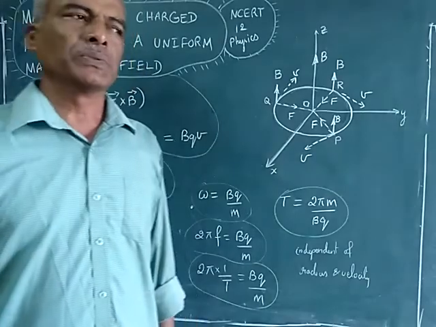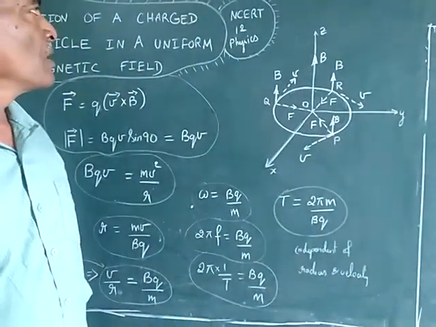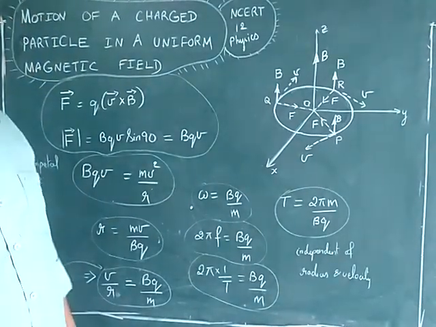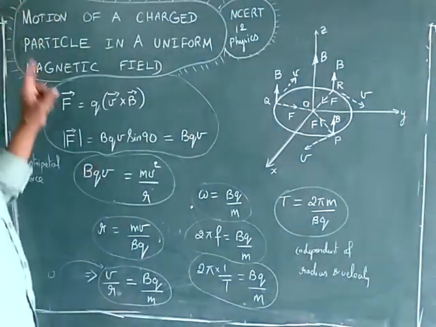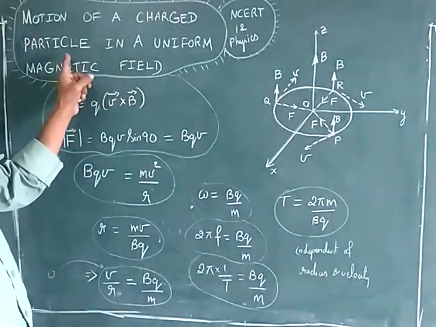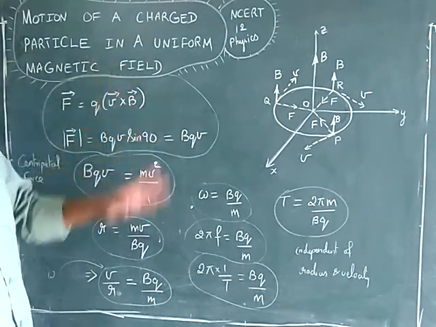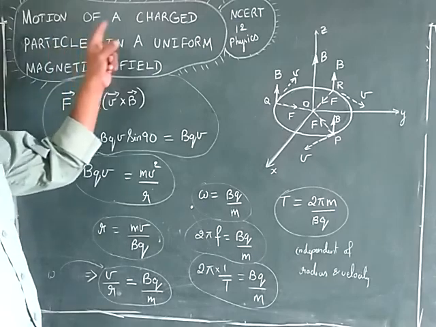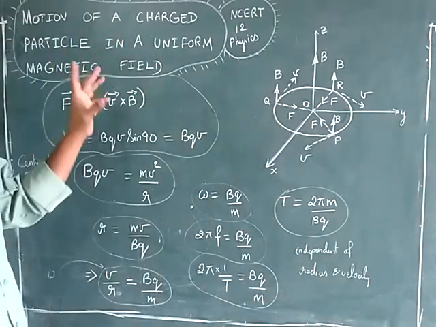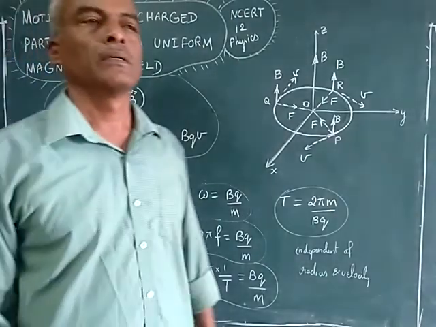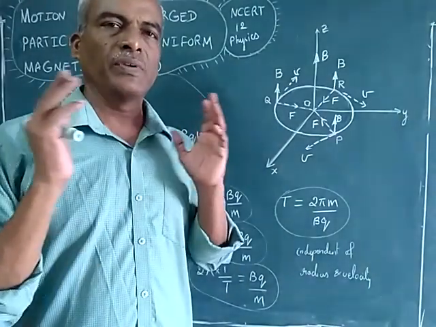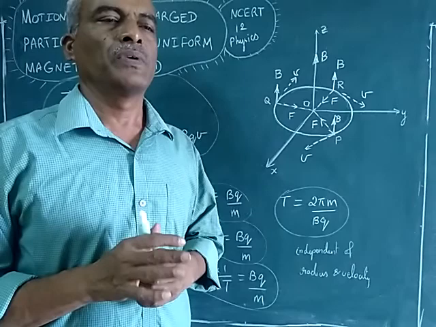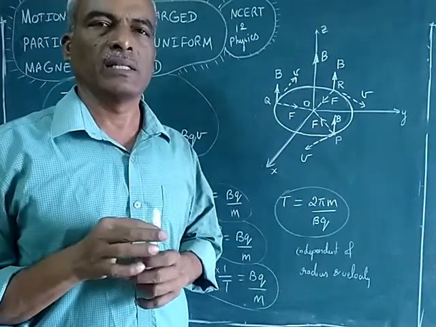Today we are going to see NCERT 12th Physics. The title of the topic is Motion of a Charged Particle in a Uniform Magnetic Field. Once again I repeat the title: motion of a charged particle in a uniform magnetic field. That means the magnetic field is uniform, it is not varying. We are going to deal with a charged particle.